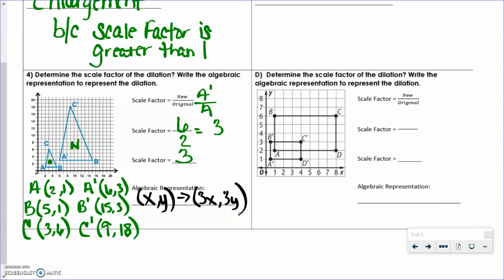Okay, so in order to discover scale factor, you're going to go ahead and put your new value over your old value. And you should get the same thing because if I took B prime over B, that's 15 over 5, which gives us 3. And even if you took the y value, that'd be 3 over 1, which still gives us 3. So this is an enlargement because our scale factor is greater than 1.